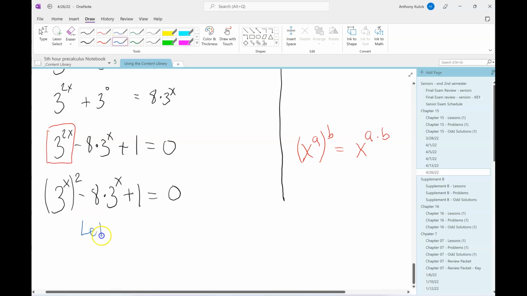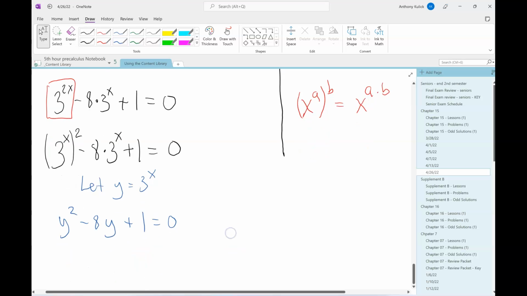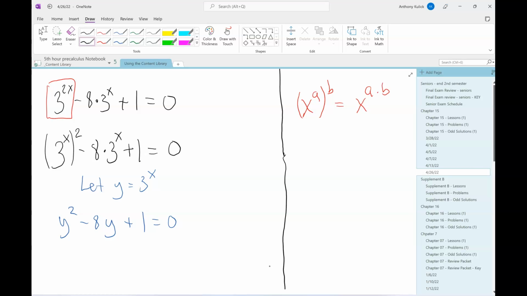And now if I just say, let's just make those 3 to the x's y's for the time being. So it's a little bit more clearly quadratic. What I have is a quadratic equation, right? Now we should be able to see it quite clearly. Yeah? How did we solve quadratics last year? What were some of the methods we used to do that?